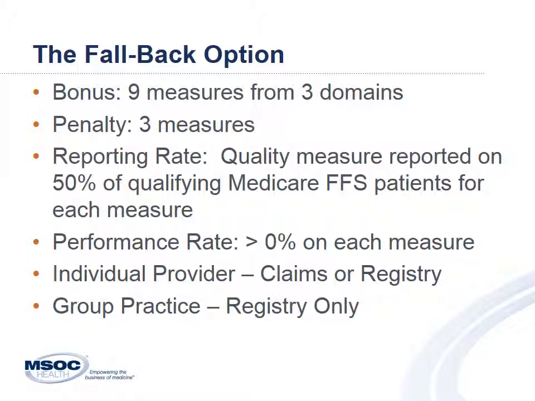If there are not 3 measures that apply to your specialty or patient population, you may report on only those that do apply. However, CMS will do a statistical review of claims data to determine whether you could have reported additional measures. To better understand how CMS will calculate whether you've achieved the 50% reporting rate and the greater than 0% performance rate, take a look again at video number 2, PQRS Basics.